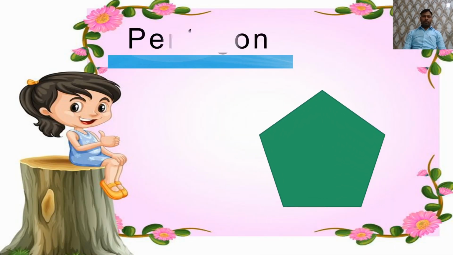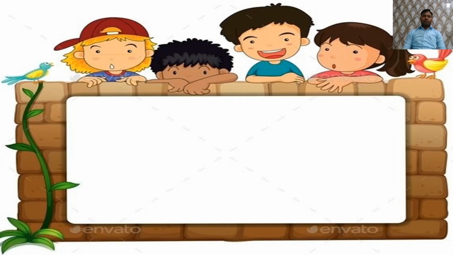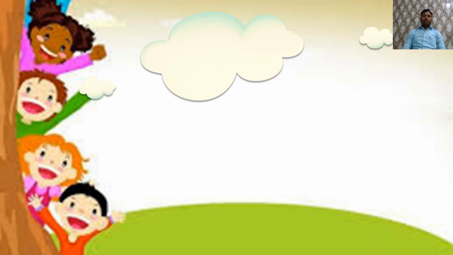Next, pentagon. What is a pentagon? A polygon having 5 sides is called a pentagon. Next, hexagon. What is a hexagon? A polygon having 6 sides is called hexagon. Some more examples of 2D shapes are septagon, octagon, nonagon, decagon. These all are the examples of 2D shapes.